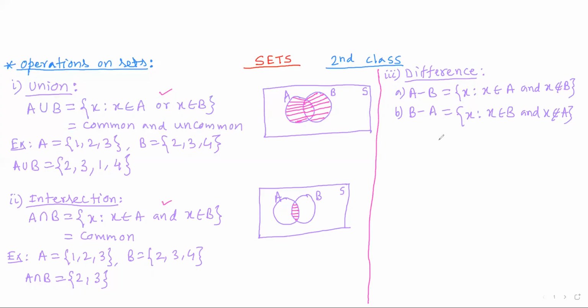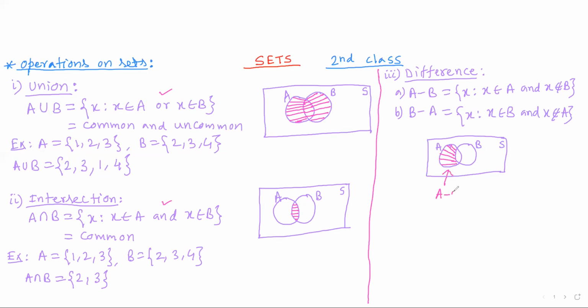Now I will draw the Venn diagram, then it will be clear. Suppose I am taking one rectangular box. This rectangular box will represent the universal set S. For the first set I am taking one circle. For the other set, I am taking another circle. Now, A minus B means from this A set, we have to remove the B set portion. Then what is the remaining part? The remaining part of A is this portion.